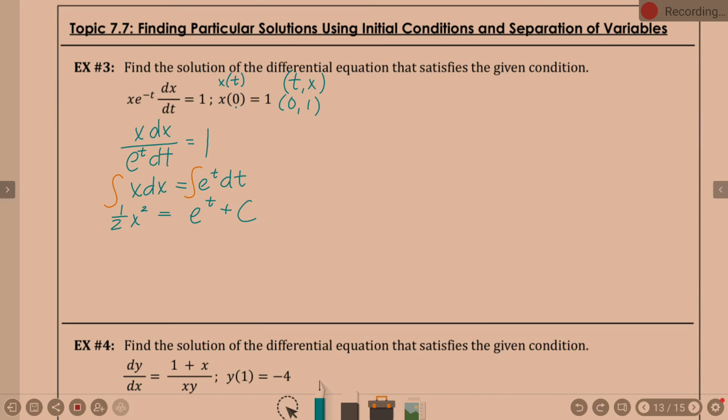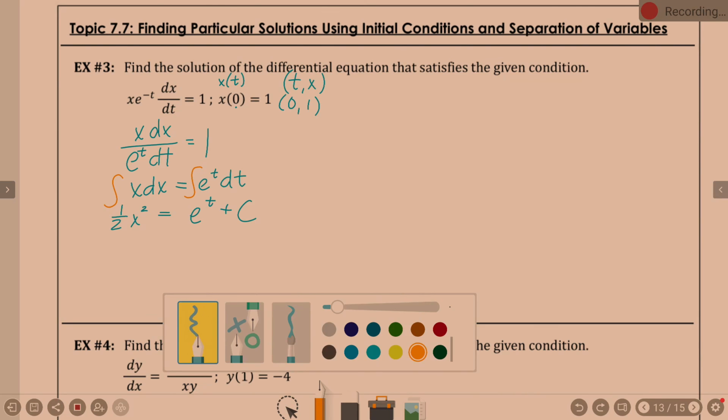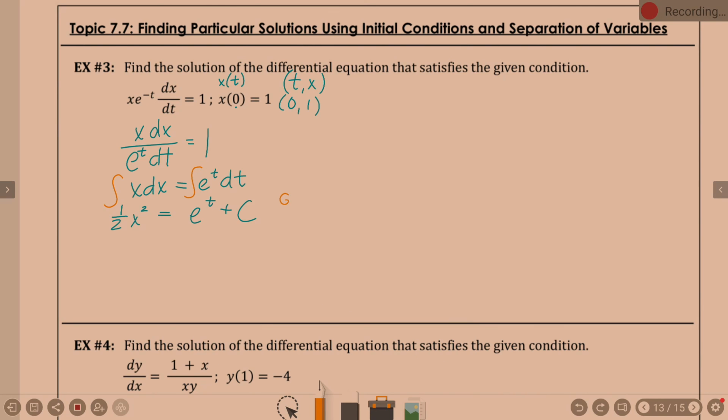At that point, realize that what we have right here is the general solution that we were using on the previous page, right? It may not be solved in final form, but this is the general solution. Now, how do we go about finding the particular solution? Because this wants the particular solution. And in order to do that, we're going to plug in your initial condition. So we're plugging in 0, 1.